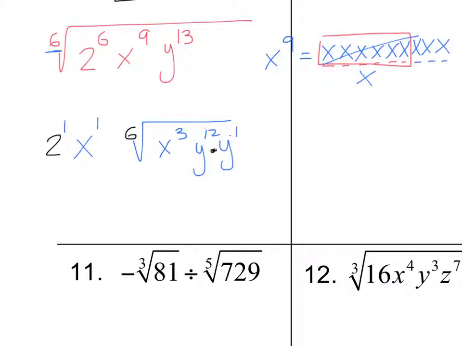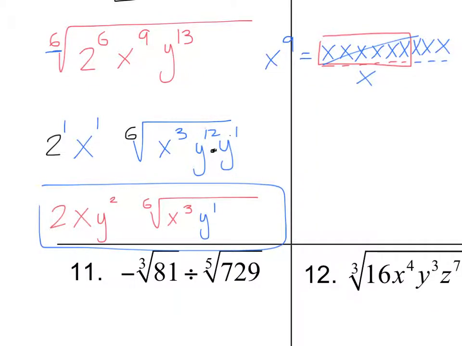Now, I already have a 2 and an x outside. We know that x to the 3rd is not going to leave the radical. Okay, so 2x, 6th root of x to the 3rd. Okay, now let's think of the y. The power of this y is 12. 12 divided by 6 is a 2, so I know y to the 2nd is going to leave the radical. However, this y has a power of 1. 1 is not divisible by 6, right? So this is going to stay inside the radical. So that is going to be my final answer.